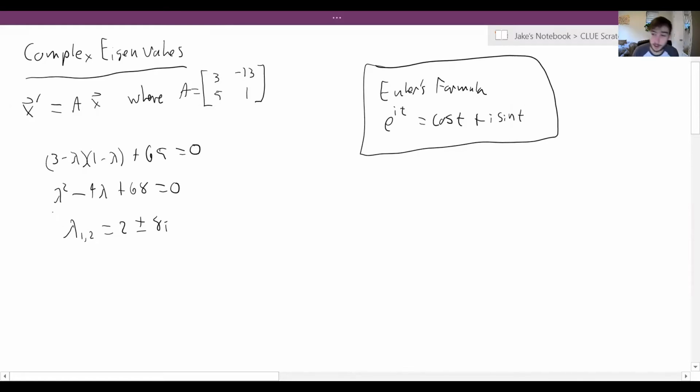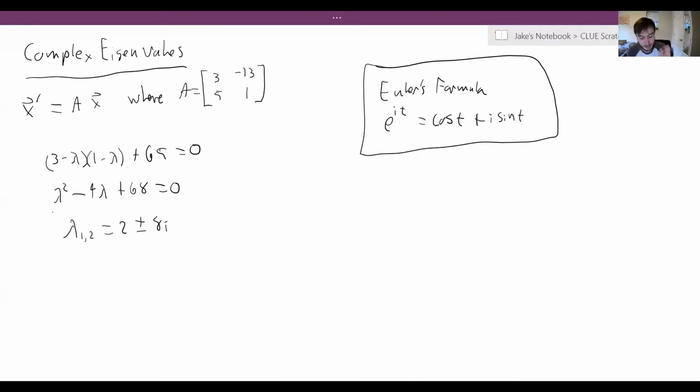There might be a way to factor it if you're super good at factoring complex numbers. I'm not super good at factoring complex numbers, so I typically just do quadratic. So cool. So what have we got here? We know that we have two eigenvalues sitting here, a plus and a minus, but there's something a little funny about these complex eigenvalues.